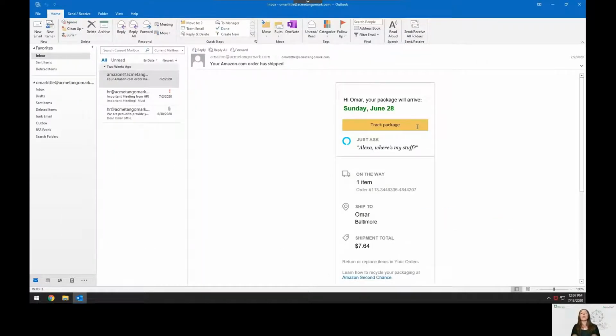In parallel, my VP of Marketing, Omar, is super excited because we're gearing up for our annual event. Because of recent events, we're holding this event virtually, and that requires us to get collateral out to our registrants before the event in order to make it interactive. Omar sees an email come in from Amazon that his package is shipped, and he is super excited to hear that because that means it's going to arrive timely for our registrants.